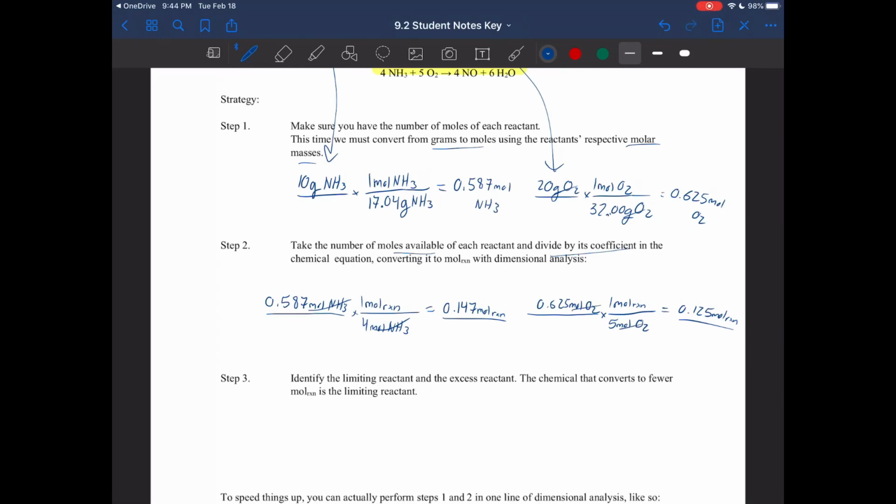Okay, now step 3. We are now allowed to make a conclusion. What is our limiting reactant and what is our excess reactant? Well, now I'm looking over here and this 0.125 is looking like the smaller number. So I'm going to say O2 is our limiting reactant. It powered up fewer moles of reactions than our NH3 did. So that means NH3 is our excess reactant.